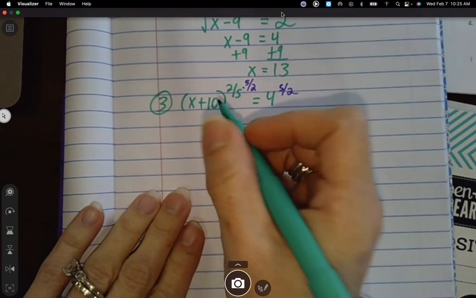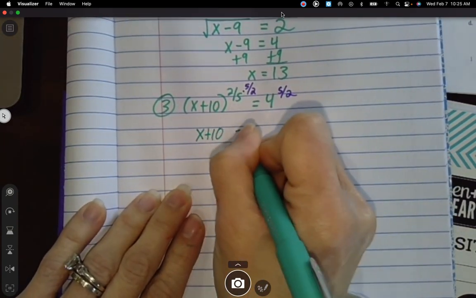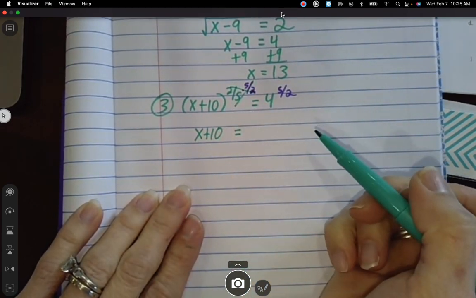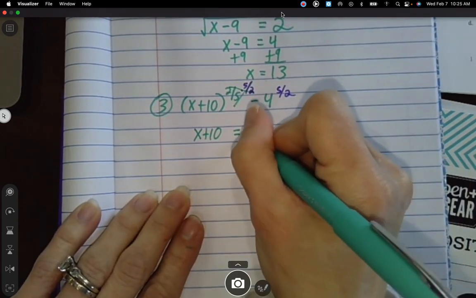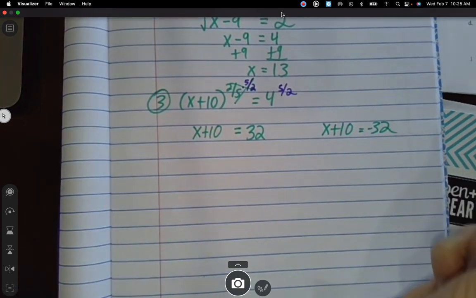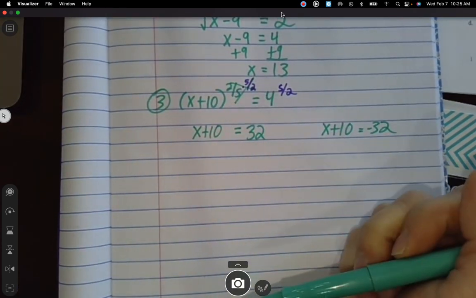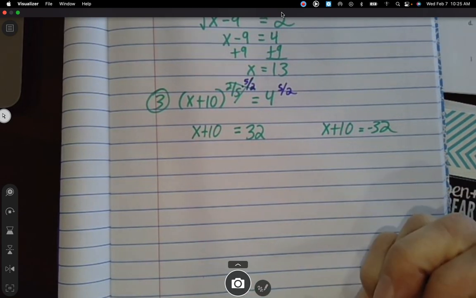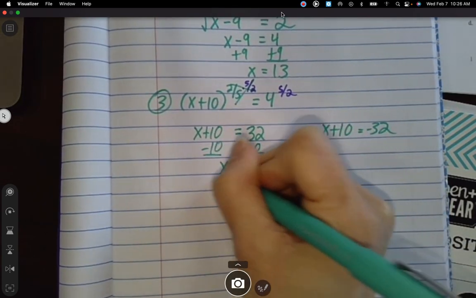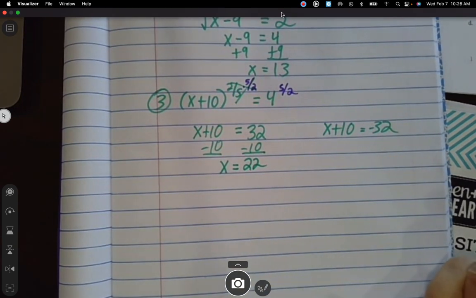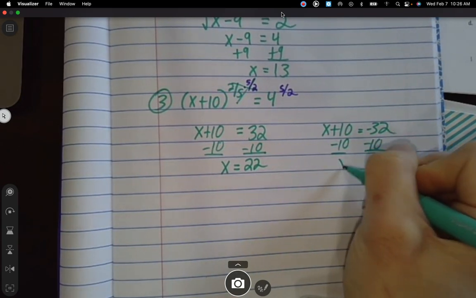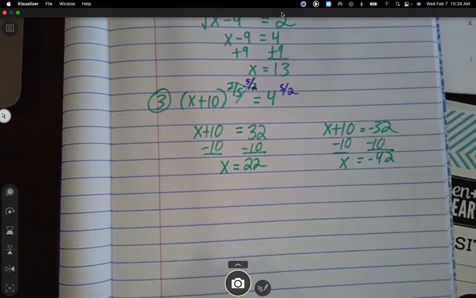Okay, so on this one, I just get x plus 10 because that canceled out. What is 4 to the 5/2? Didn't we say it was 32? 32. And I'm also going to put negative 32 because the numerator was even. Then with both of them, we're going to subtract 10. So over here, I get 22. And if I subtract 10 over here, I get negative 42. Okay?